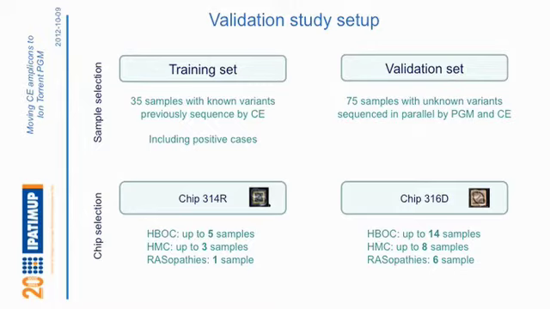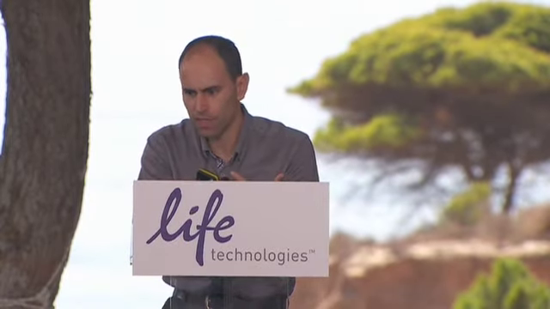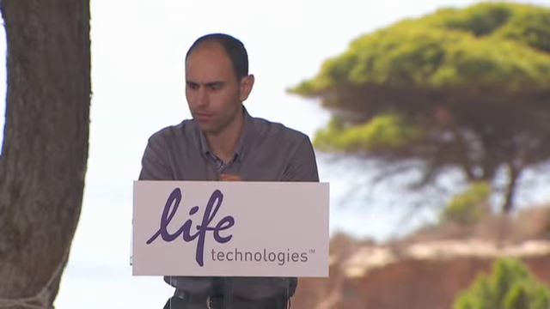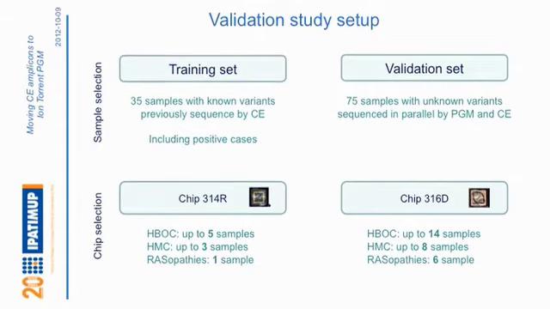And this included a lot of different positive cases that we had, involving many different types of mutations, from missense, deletions, large insertions, and gains. And then we used a second set of samples, composed of 75 samples, for which we had a priori no knowledge of the sequence whatsoever, and we ran them in parallel, using both the Ion Torrent procedure and the Sanger sequence. And in the end, we did the comparison of the outputs of the two studies.